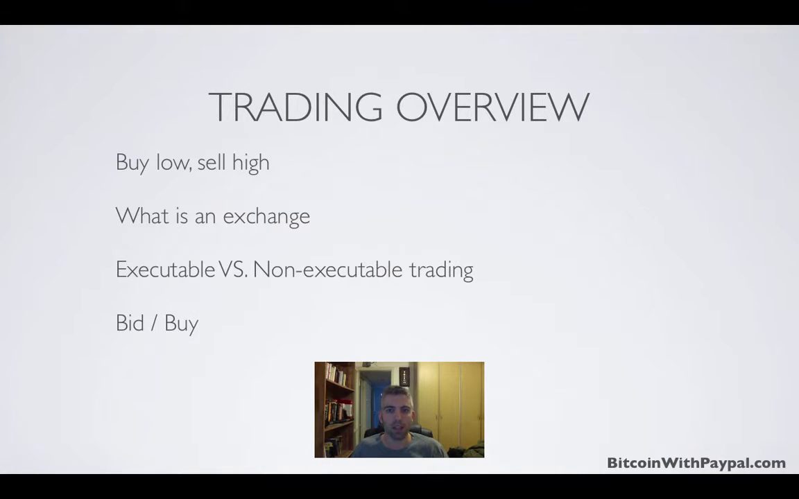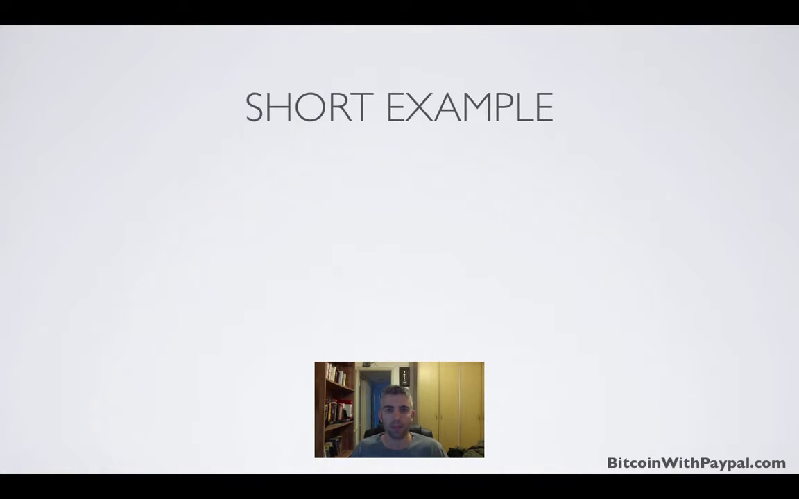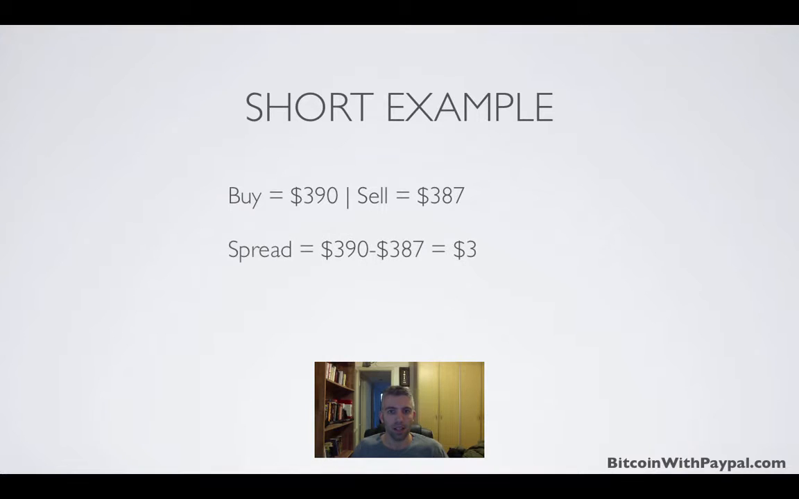So, a bit of terminology. There's the bid price or the buy price, which is the price you'll have to pay in order to buy Bitcoins. There's the sell or ask price, which is the price that you currently get for selling Bitcoins. And there's what is called the spread, which is basically the difference between the bid and the ask. Let's say the buy price is $390, and the sell price for Bitcoin, meaning how much you can sell a Bitcoin for, is $387. This means that the spread is $3.